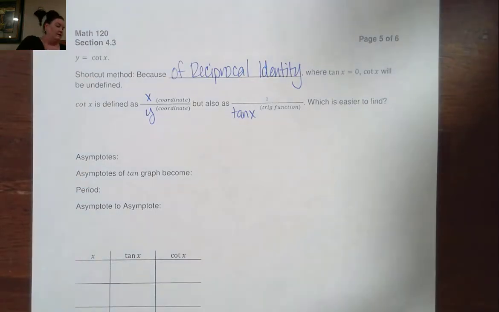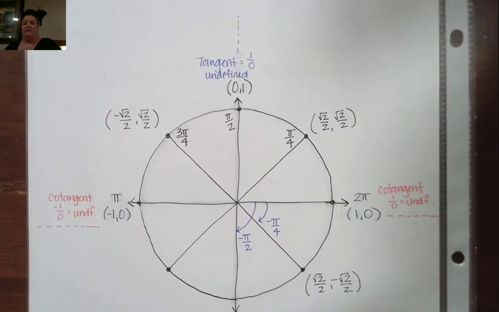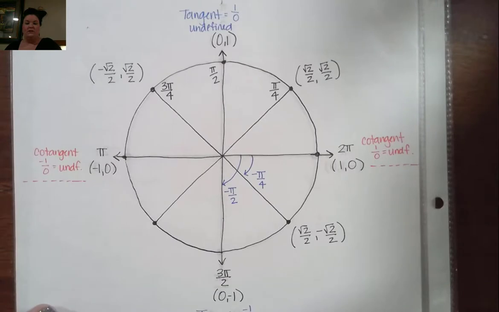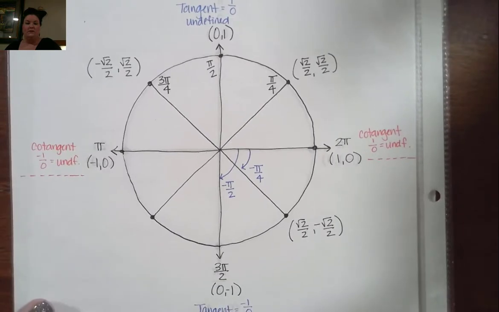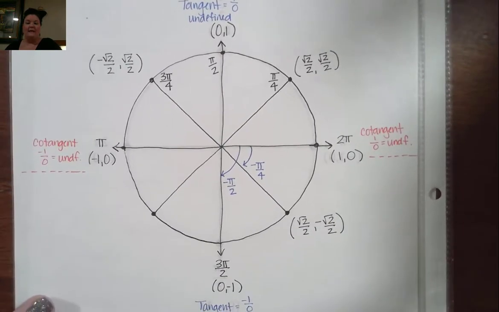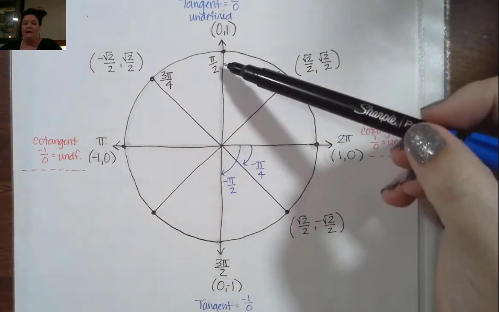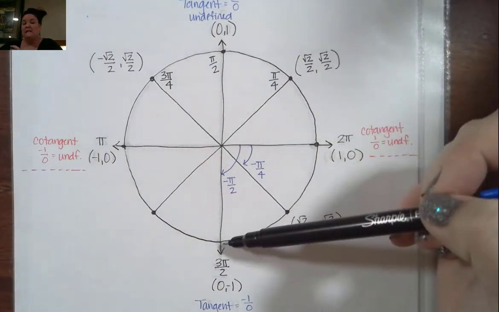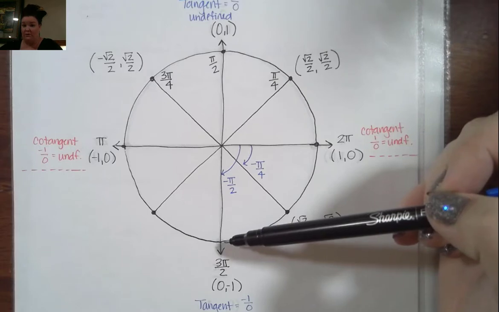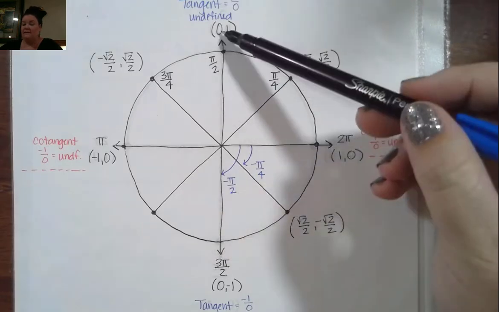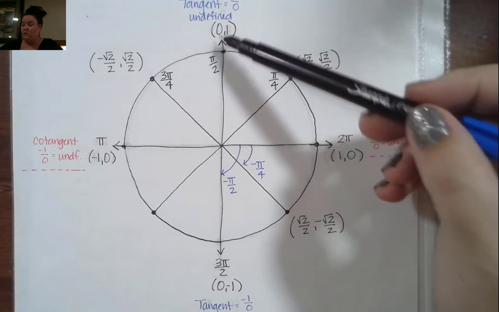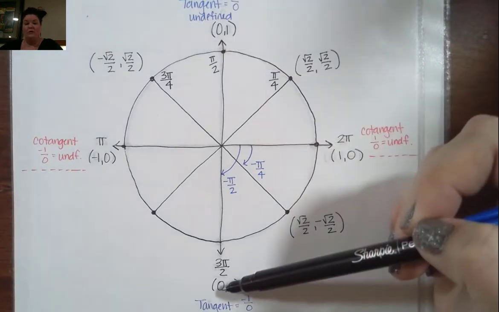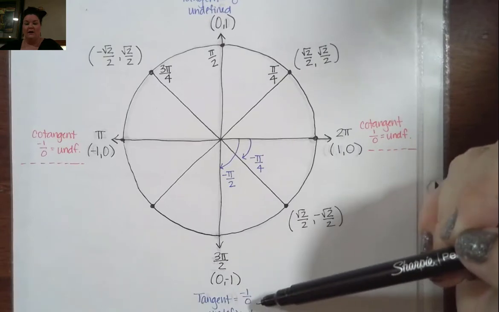Let me find where's my unit circle? All right, so when we were dealing with tangent, remember, we had an issue at pi over 2 and negative pi over 2. And the reason that we had issues with those two values is because that's where our x values were 0. And when we calculate tangent, our x values are in the denominator, right?